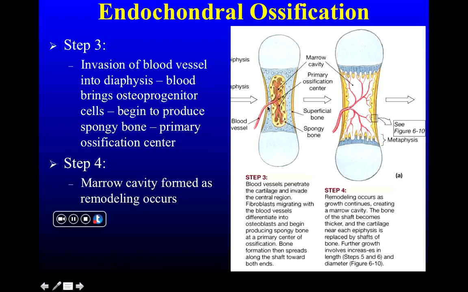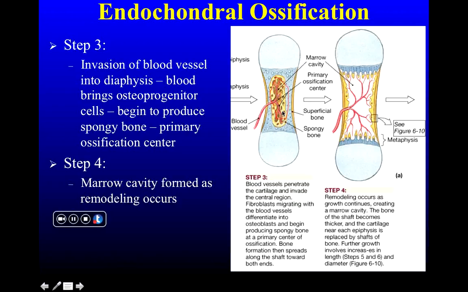Now look at it. Step 3, what happened to that nutrient artery? It poked through, didn't it? Why? Because of the nutrient demand. Well, when it pokes through, it's bringing in fibroblasts and osteoblasts. So the center of this bone now has got nutrients, and it's also got fibroblasts and osteoblasts. What are the osteoblasts going to do? They're going to start making bone. Look, you can see it. We call this the primary ossification center. The primary center of ossification, the primary place where we're making bone.